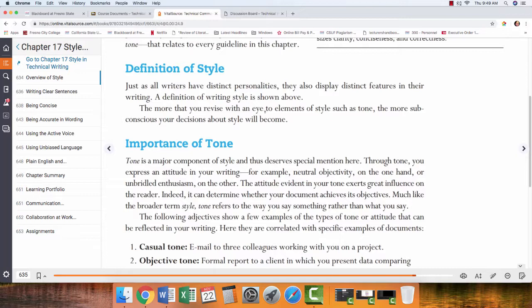The more that you revise with an eye to the elements of style, such as tone, and we've been practicing that, I think, quite a lot in our weekly homeworks, having a positive tone, having a neutral tone, making readers feel invited to learn what you have to say, the more subconscious your decisions about style will become. So if you practice revision, you won't have to always keep practicing revision. Any kind of writing that you develop over a period of time, any habits of mind that you develop over a period of time, they start to just be with you, and you start to just reach for them without necessarily thinking about them.